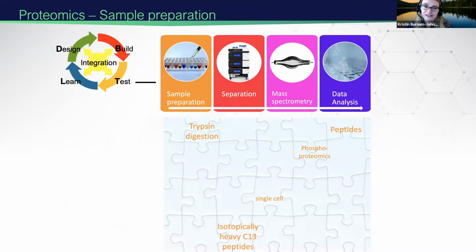So sample preparation methodologies that will be discussed in more detail today include trypsin digestion of proteins into peptides, specialized enrichment techniques for post-translational modification detection, such as phosphoproteomics, both nano and micro well sample processing for small samples that can even look at single cells, and utilizing isotopically heavy C13 peptides for targeted proteomic measurements.